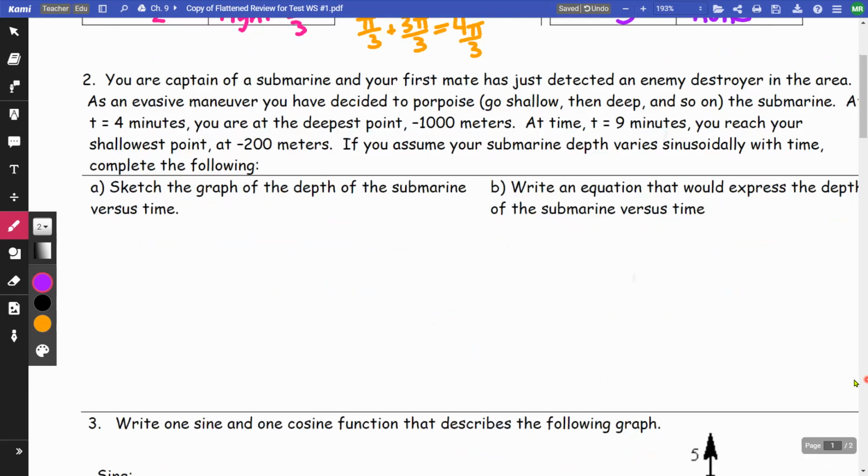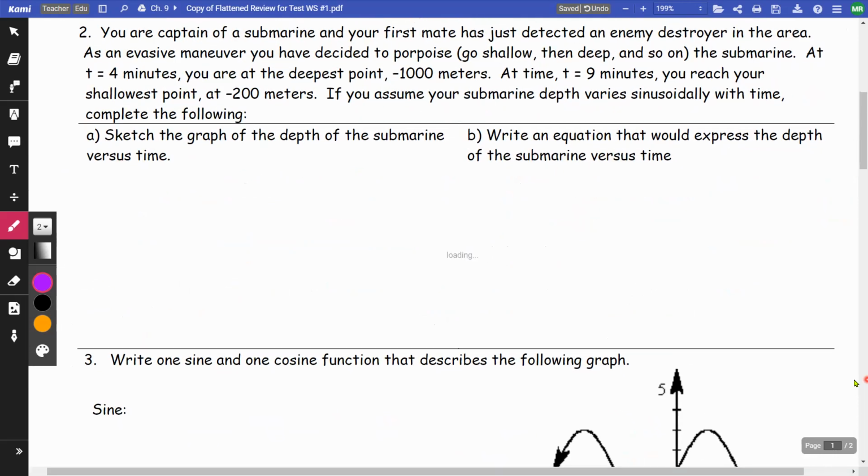On number 2. Okay, so in the situation, we're dealing with a submarine and we have detected an enemy destroyer in the area.